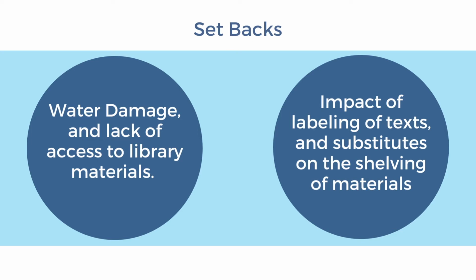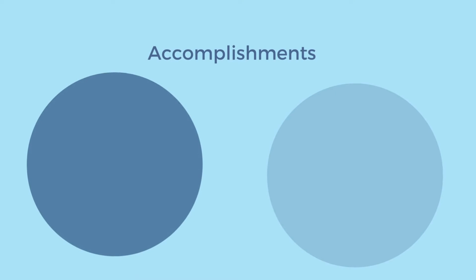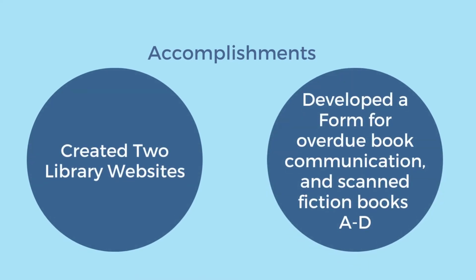And so because of that, it became apparent that the best way to check for overdue materials is to scan everyone. So I was able to scan in the fiction books with authors' last names A through D. That was not the whole section, but it was much more time consuming than I had originally thought. But I also developed a form so that when I do know what books are truly overdue, I can send that home with students and they will have that information.